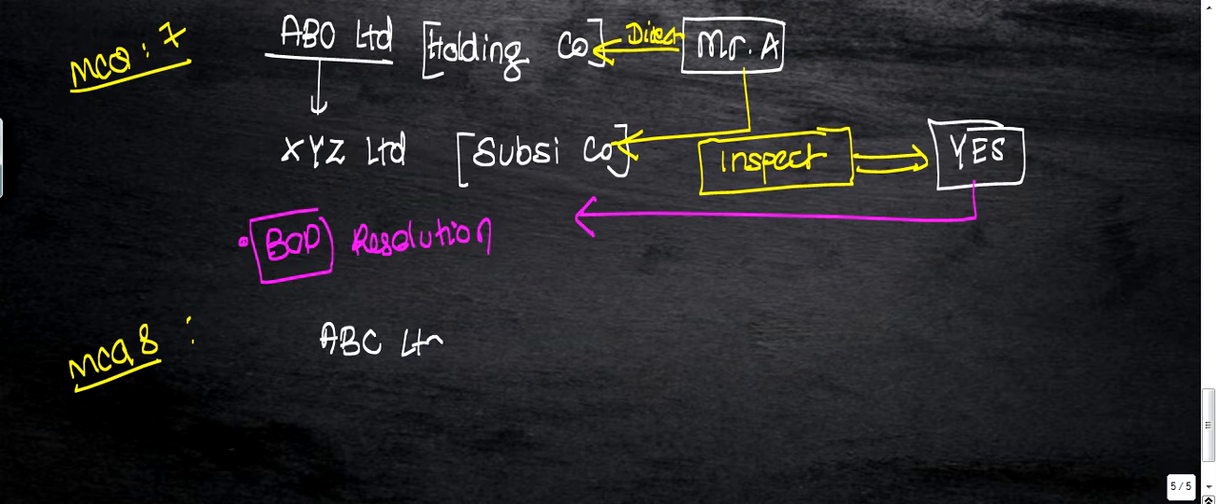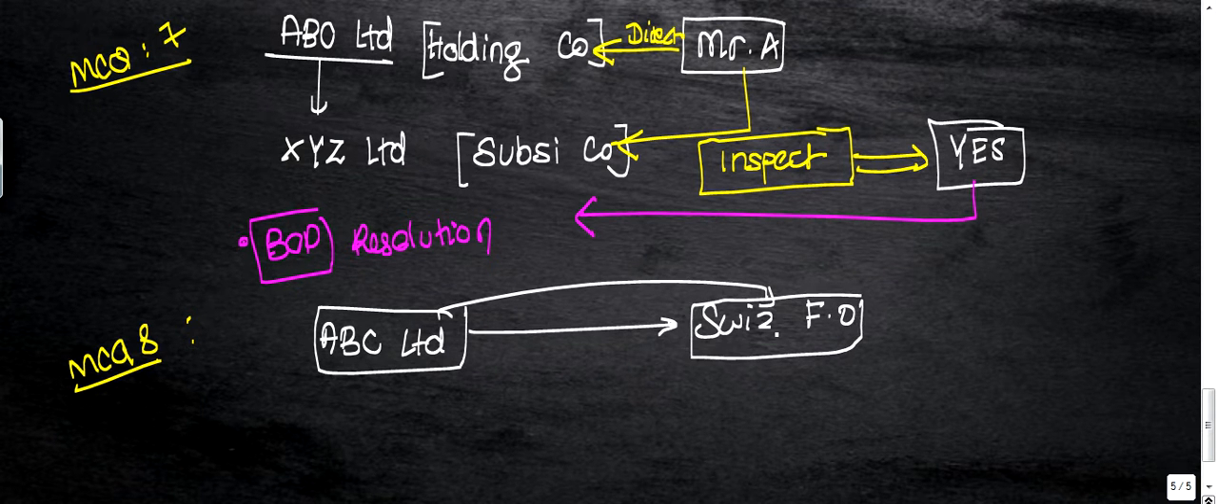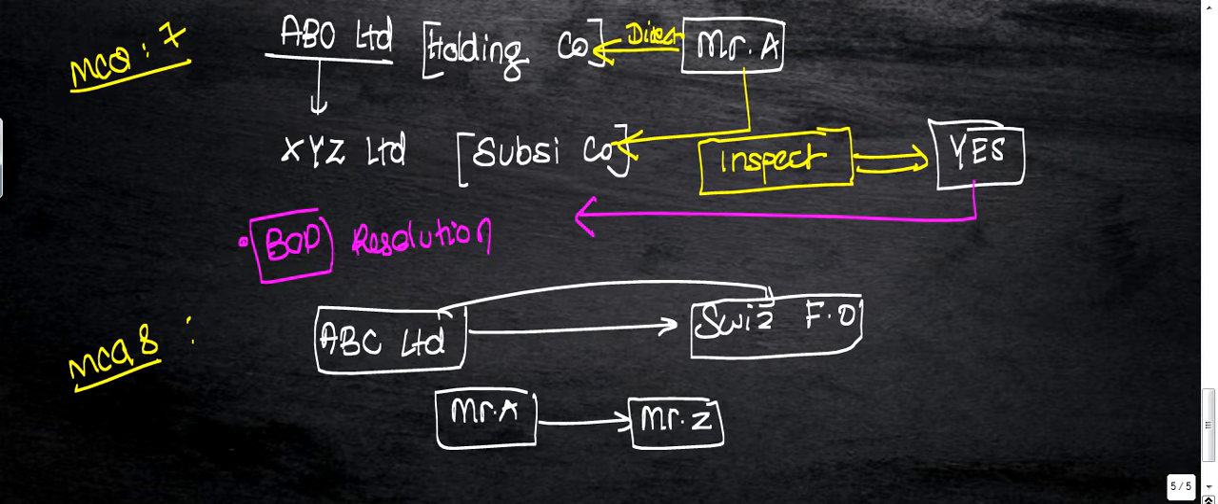ABC Limited is an Indian company. It has some financial information in Switzerland, and they have business there also. Now Mr. A, a director, appoints Mr. Z, who is his agent.